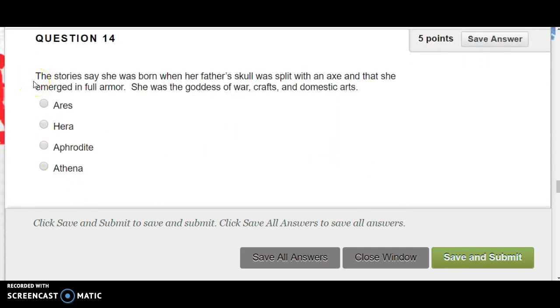Question 14. The stories say she was born when her father's skull was split with an axe and that she emerged in full armor. She was the goddess of war, crafts, and domestic arts. Ares, Hera, Aphrodite, Athena.